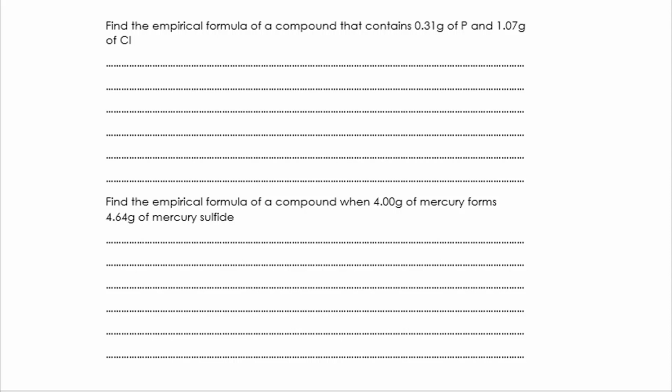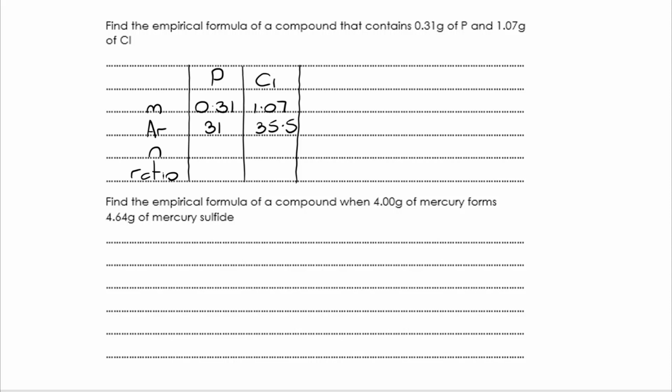Moving on, we've got P and Cl. We're seeing the pattern now. Hopefully you're trying this and then reviewing your answer. Hopefully you're constructing that table. You're putting in the two masses that have been provided. You're finding the atomic masses that are on the periodic table. And then you're calculating number of moles. We get to 0.01 and 0.03. Divide both of those by the smallest, 0.01. That takes us to a ratio of 1 to 3. We have PCl3.